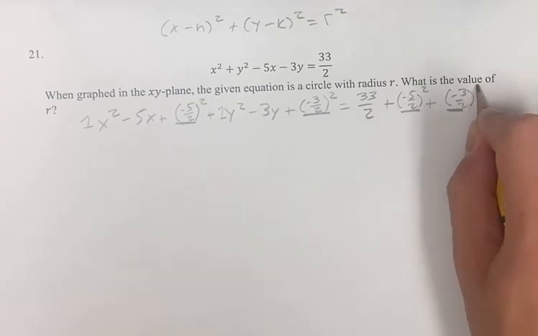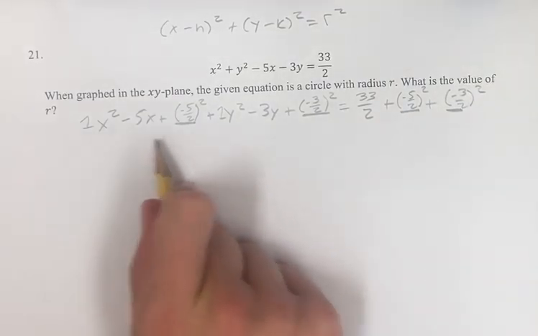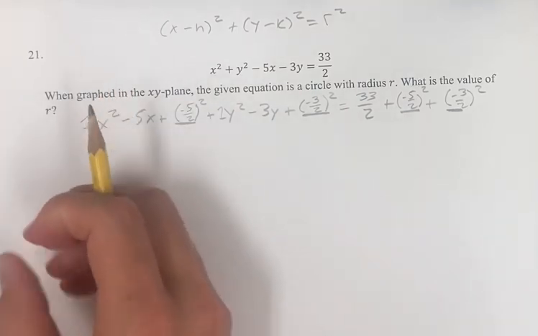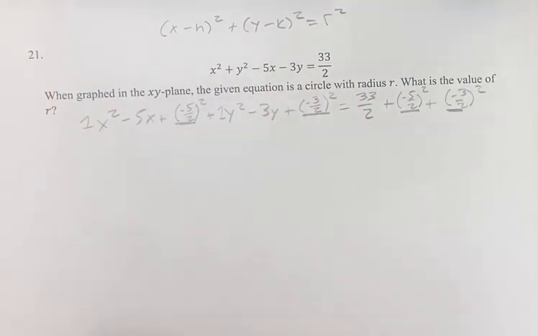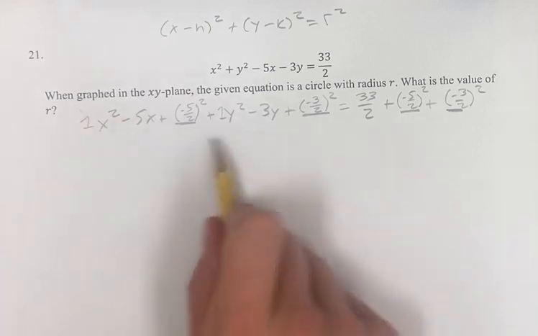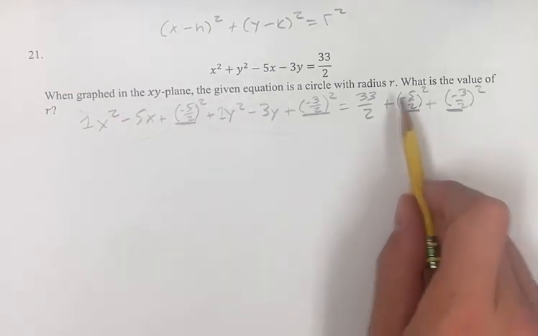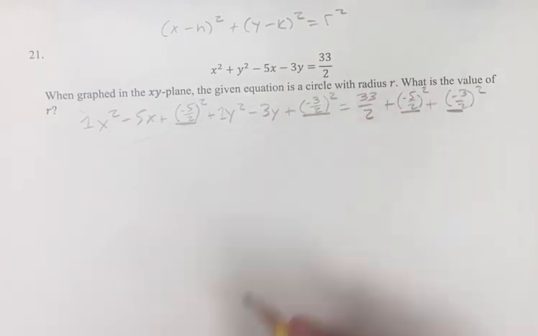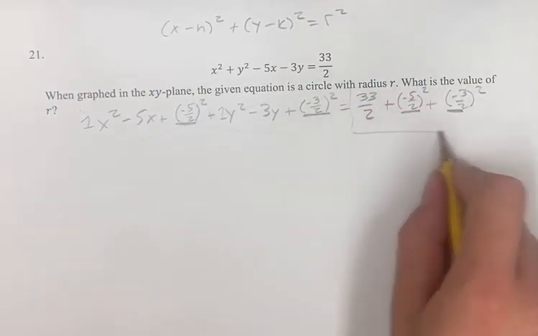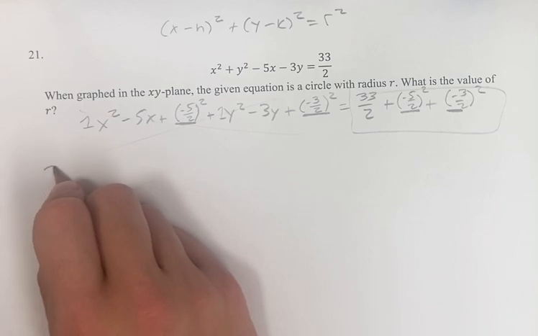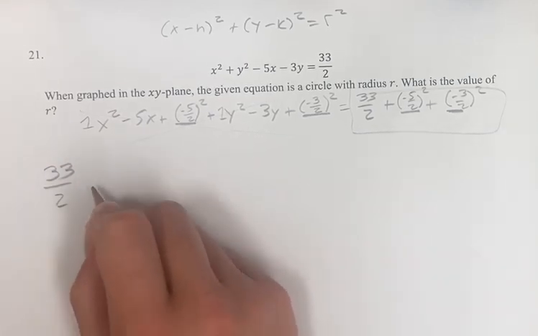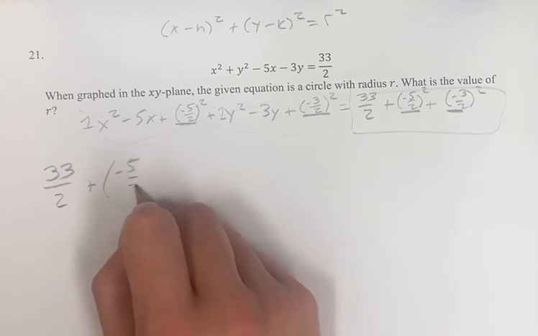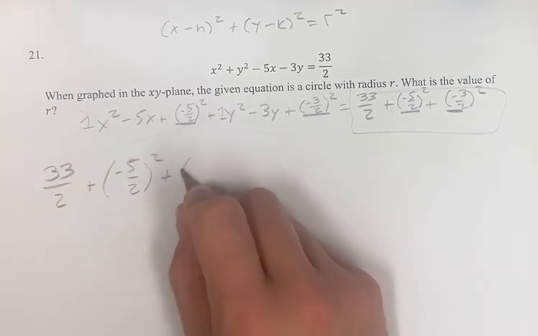Now, you could go through and try to get it into this form of (x - h) bunched together squared, (y - k) bunched together squared, but realistically, we don't have to worry about this side of the equation. We're looking to find the radius. We only have to find out what this value is. So if we separate this off, what is that going to turn out to be? Just rewriting it here, we have 33 over 2 plus negative 5 over 2 squared plus negative 3 over 2 squared.